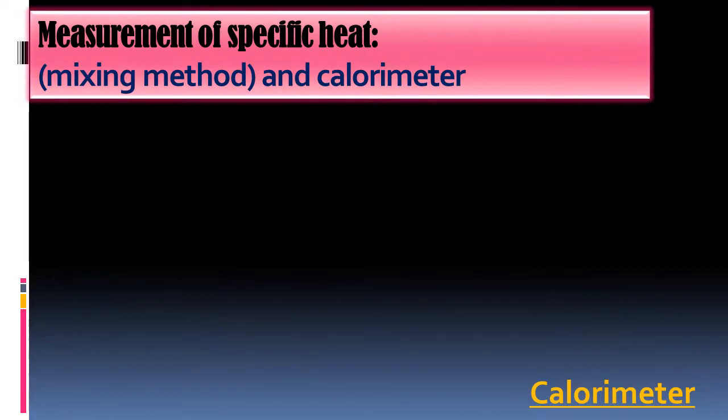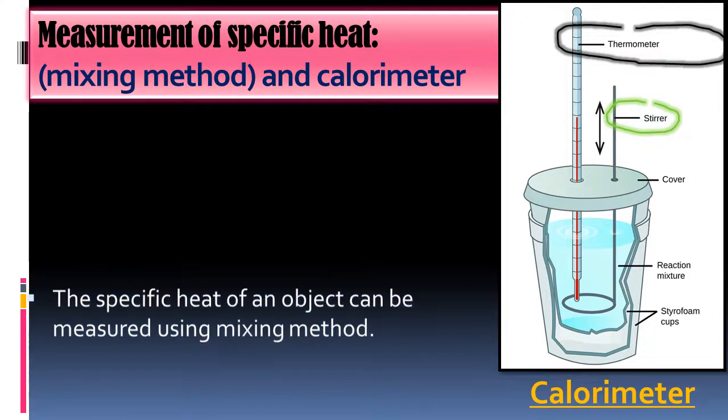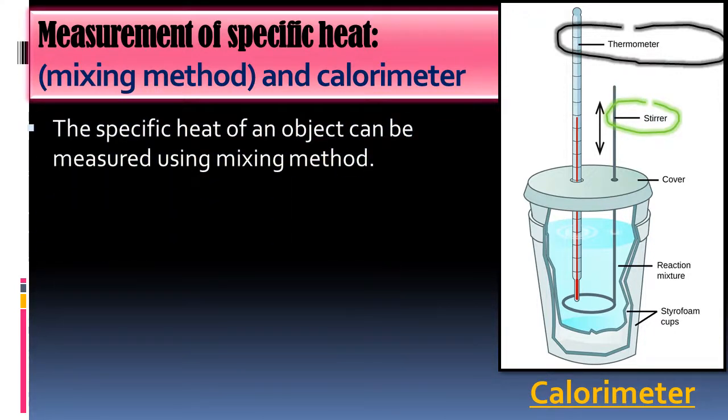Alright, now measurement of specific heat. It can be measured by the mixing method using a calorimeter. Here is a picture of a calorimeter in which you can observe, inside the metallic vessel, a thermometer. This is a stirrer to mix the contents. The specific heat of an object can be measured using the mixing method, and for this a calorimeter is used. A calorimeter is a device used to measure the amount of heat involved in a certain physical or chemical process.